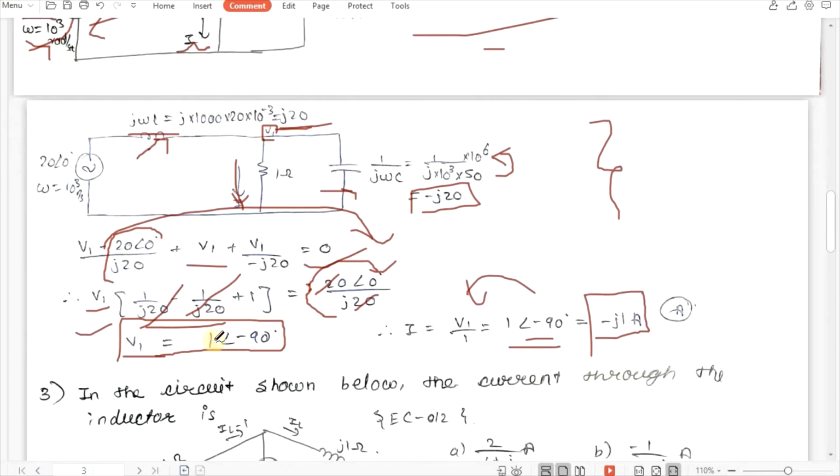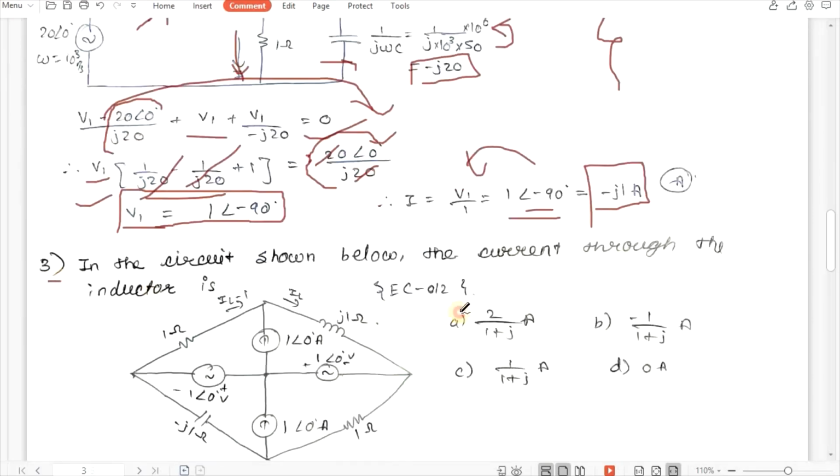Now let's move ahead to the third sum. This third sum is from EC 2012 and the question is: in the circuit shown below, the current through the inductor is, basically we have to find the current through this inductor. So IL we have to find out, and the options are present here.